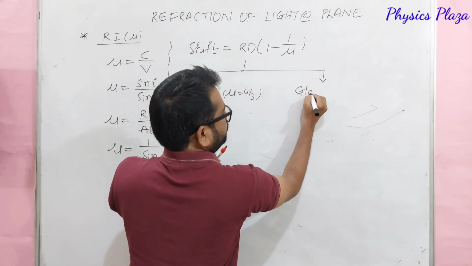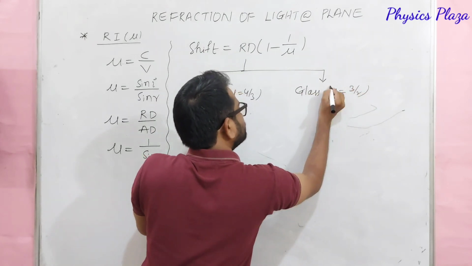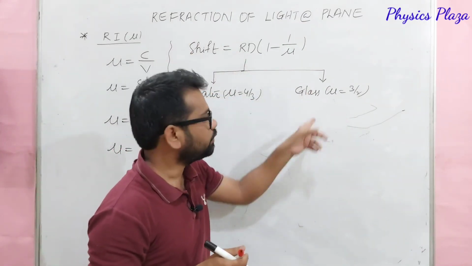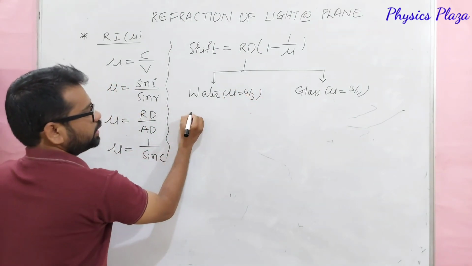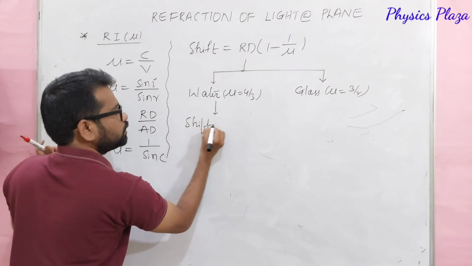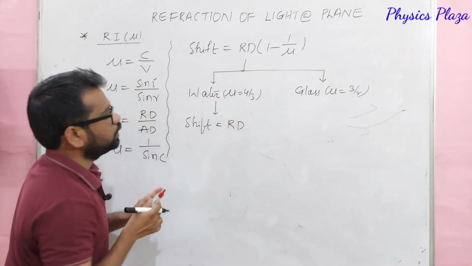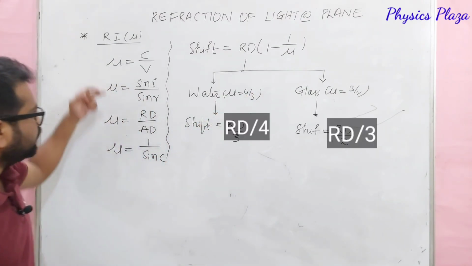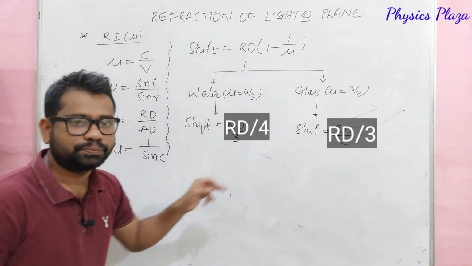For glass, mu is equal to 3 by 2. Let us see how this shift formula changes for water and how we can modify it for glass also. When you substitute mu is equal to 4 by 3, how much do you get? Here you get the shift is equal to RD by 4 by 3. So this is how we can calculate the refractive index, and this is how we can calculate the shift also.